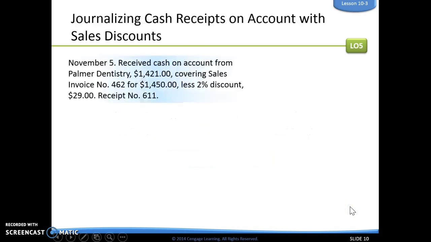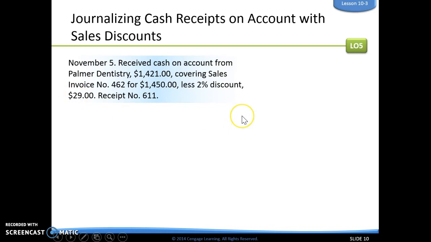So in this transaction, November 5th, we received cash on account from Palmer Dentistry, $1,421, covering sales invoice 462 for $1,450, less a 2% discount of $29, receipt number 611. Now, there's a lot of numbers in this one. There's two source documents, so it might be kind of confusing. Here we need to look at this part here, covering the sales invoice. So they're saying that they're paying us for that sales invoice, the total amount. Okay. However, they're not paying us the total amount that they owed us of $1,450 because we're offering them this 2% discount, that $29 discount.